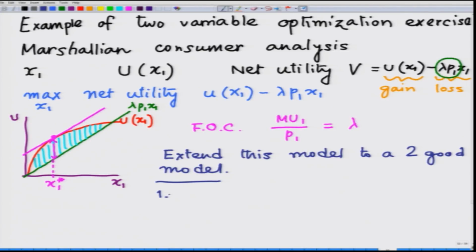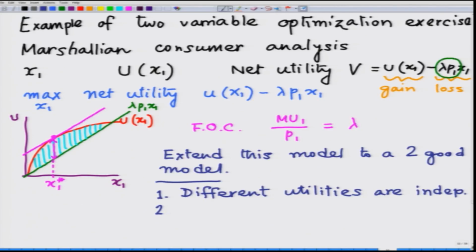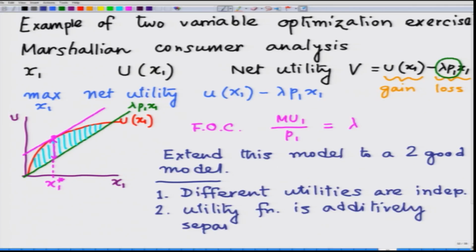Number 1, we assume different utilities are independent. By that we mean that when the consumer derives utility from consumption of x1, it does not depend upon the quantity of consumption of commodity 2. We also assume that the utility function is additively separable. What do I mean by that? I am going to show you right now.